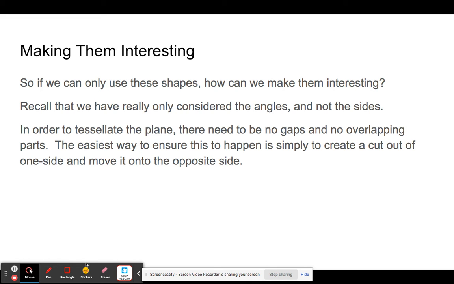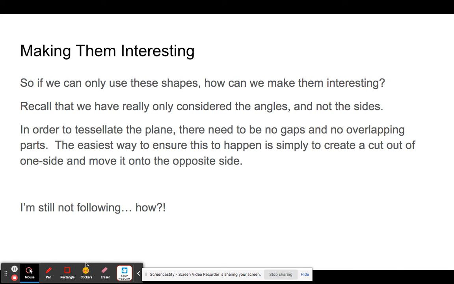Recall that we've only really considered the angles and not the sides, so that's how we make them more interesting, is changing up the sides. In order to tessellate the plane, there need to be no gaps and no overlapping parts. That's something that we've repeated many times throughout this presentation. The easiest way to ensure this is simply to create a cutout on one side and move it to the opposite side.